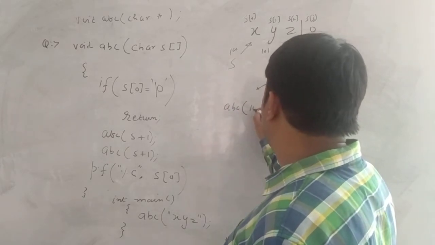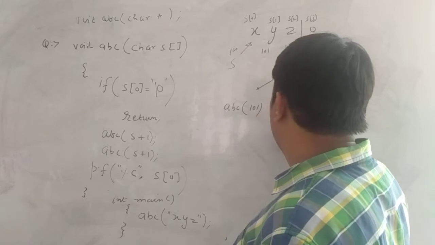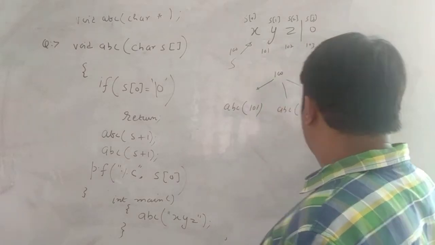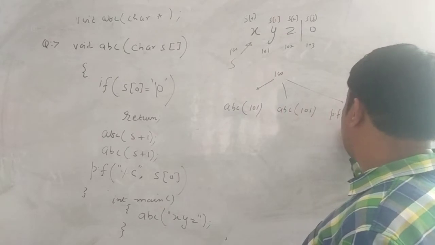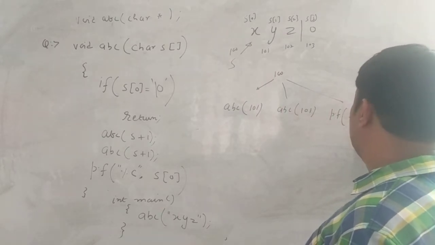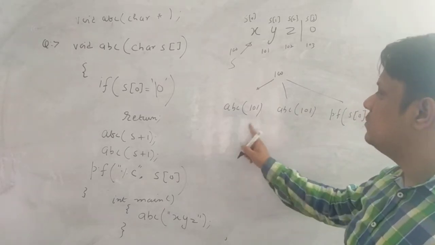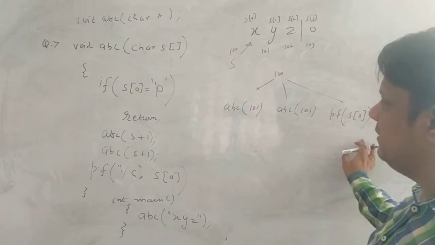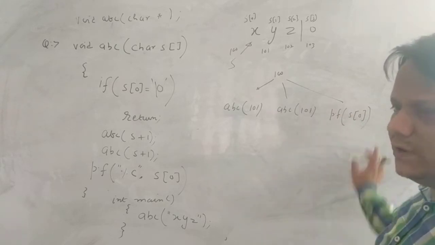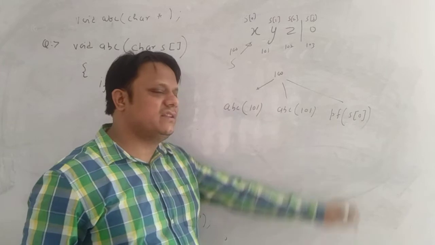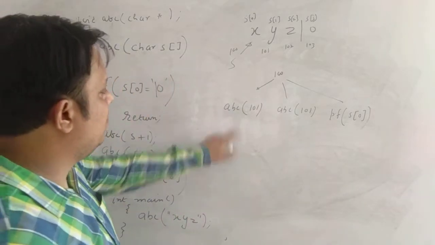s plus 1 means now it is pointing at 101. abc(101), and you are printing printf s[0], right? But this won't get printed first because we have these two recursive calls. So first you will solve these two recursive calls, then this gets printed. Meanwhile it is stored in the stack, right? So just for your understanding purpose, I am writing the complete statement. Now we will call this function.